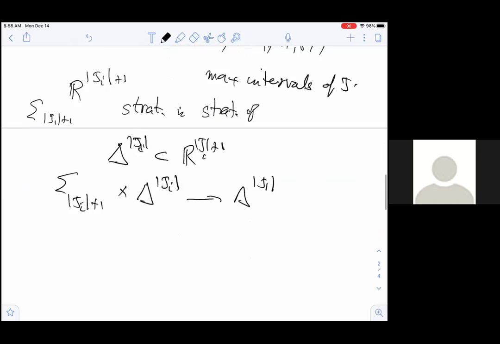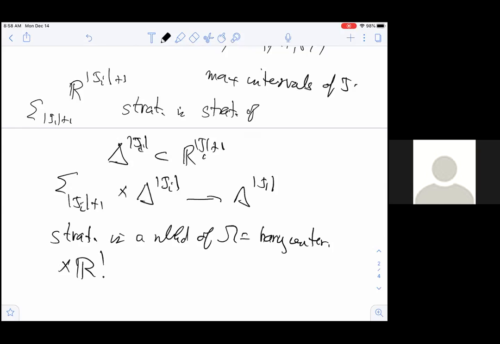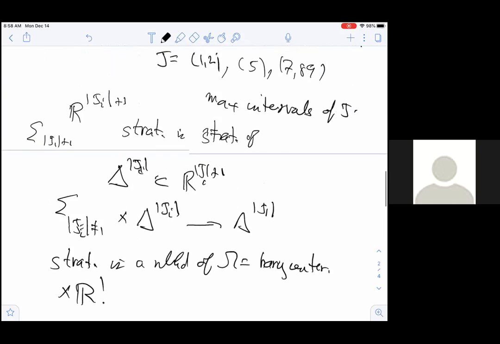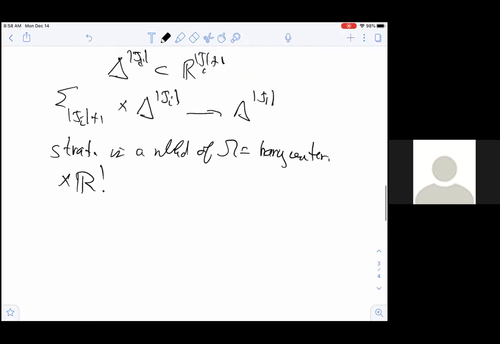And the stratification is a neighborhood of the barycenter, which of course is left invariant by this action, cross R1 with a trivial stratification. So let me just work out the three cases that we'll need the most.